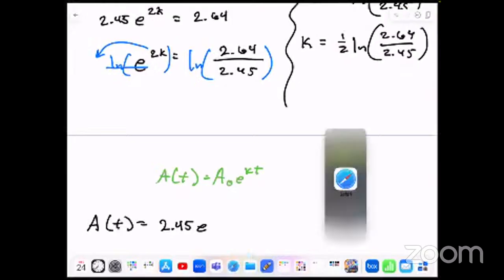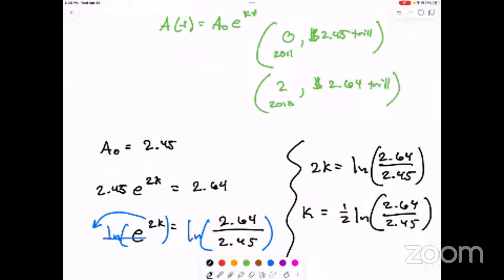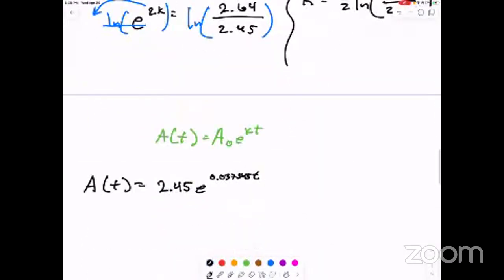There it is. So then our K was 0.037345. So now if 2011 is year 0 and we want 2015, that's a total of 4 years later. So we're trying to find A of 4 based on this model. So 2.45 E to the 0.037345 times 4. Right? I think we said it was 4 years later. Okay.